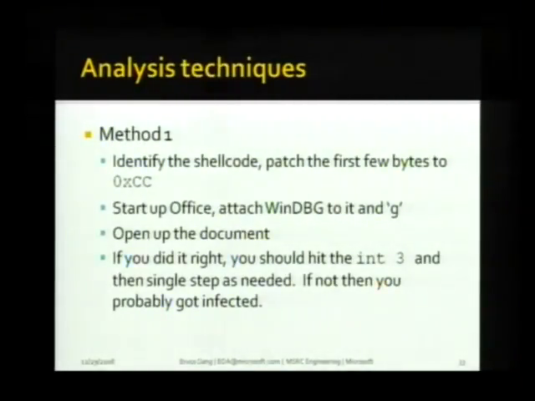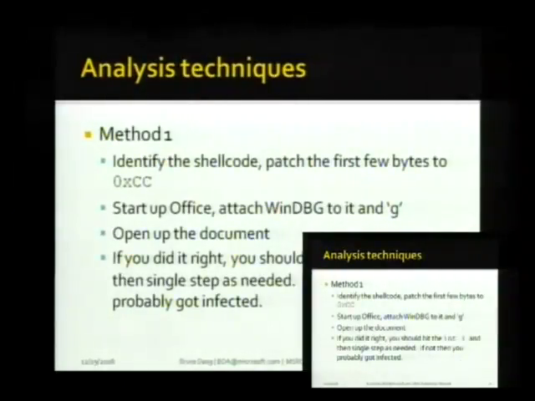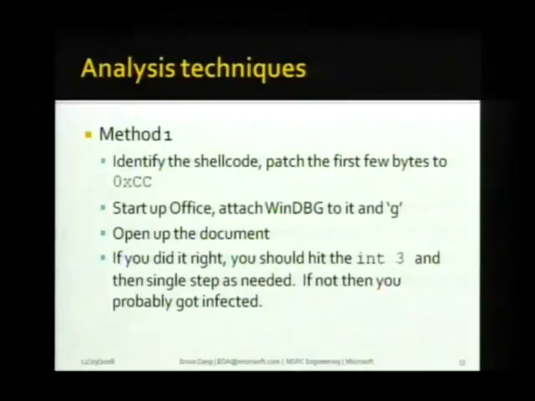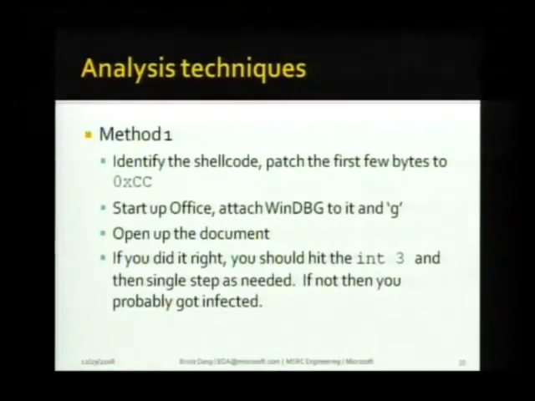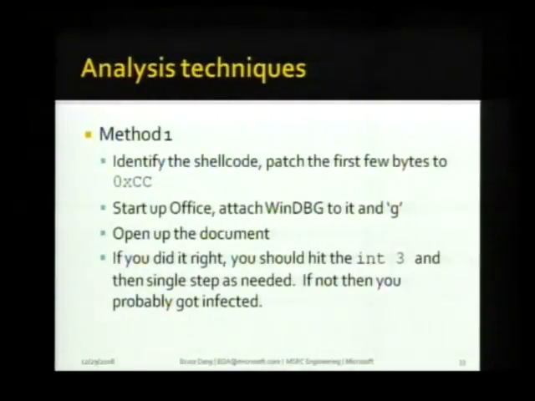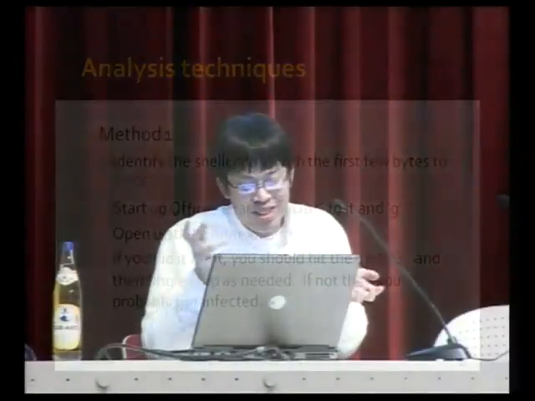All right. So once you determine the shellcode, these are dynamic analysis techniques. For static techniques, you just page down when you read. Once you identify the shellcode, you patch the first few bytes with 0xCC, which is INT3, and then you start up Office, attach a debugger to it, and open the document. If you identified the shellcode correctly, you'll hit a breakpoint. But if you didn't, then you'll be screwed, because the shellcode will run. So it's important that you run this in a VM or whatever. But of course, everybody here knows that.